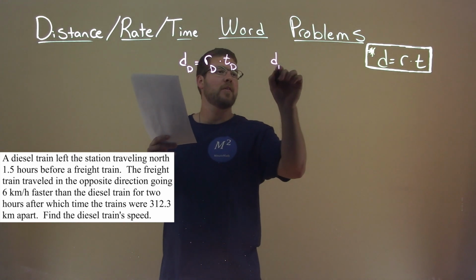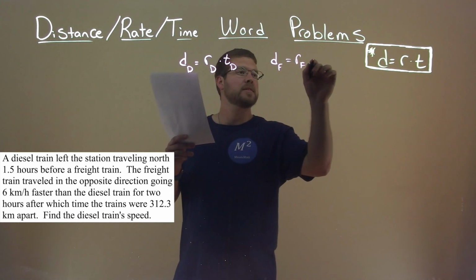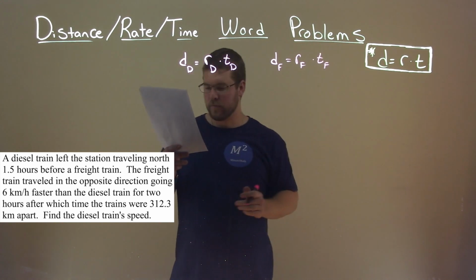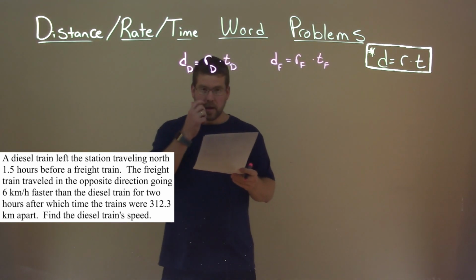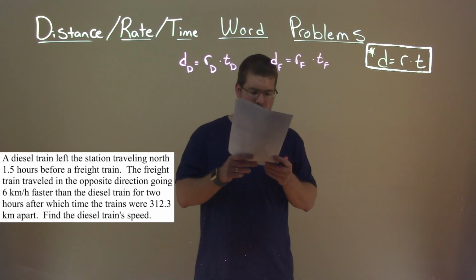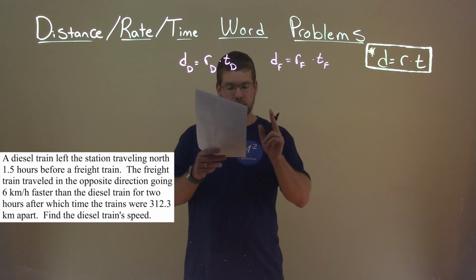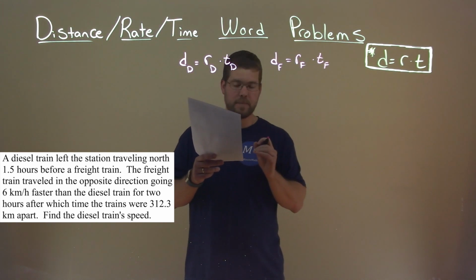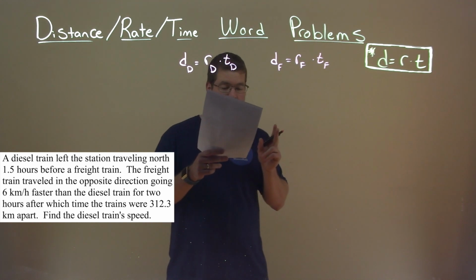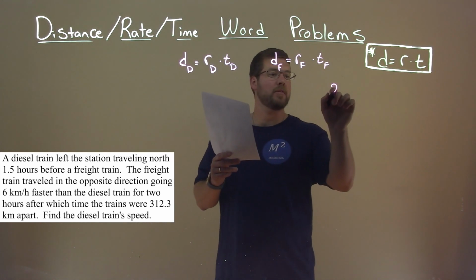The distance of the freight train is equal to the rate of the freight train times the time of the freight train. So let's plug in what we know and what we can deduce. The diesel train left the station traveling north 1.5 hours before the freight train. The freight train was traveling the opposite direction, they say, for 2 hours. So the time of the freight train is just 2 hours here.